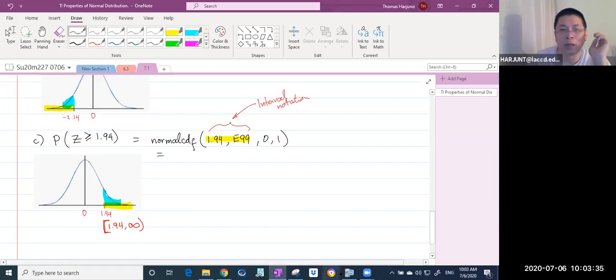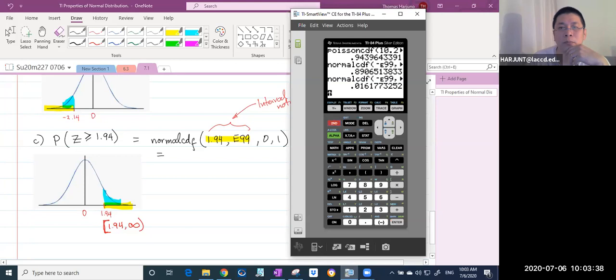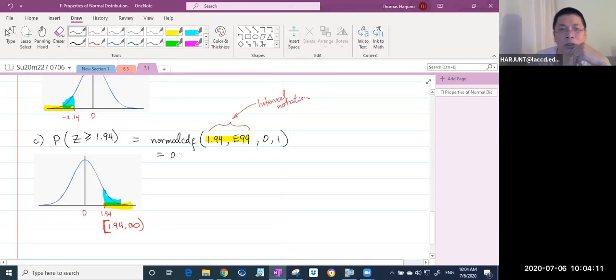Okay, then I use my calculator. Normal CDF, 1.94. That's the left fence, the lower fence. And the right fence is infinity, so I will use E99 right away to represent infinity. Enter, the mean is 0, the standard deviation is 1. I get 0.02619.